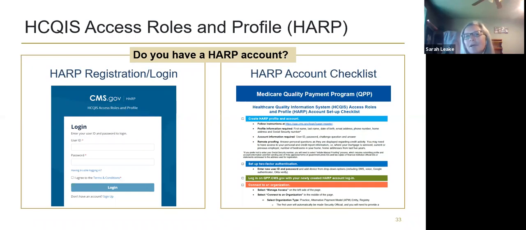So if we keep talking about HARP, do you have a HARP account? That's what we're talking about. It is a secure identity management portal provided by CMS. So this is where you create an account via the HARP.